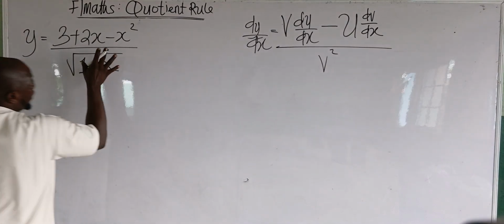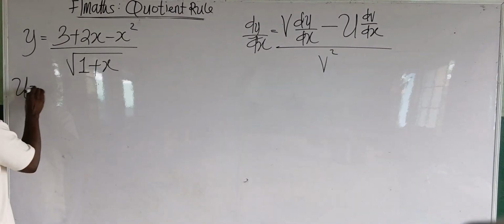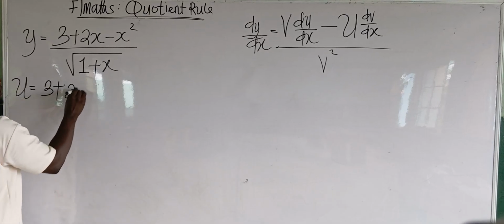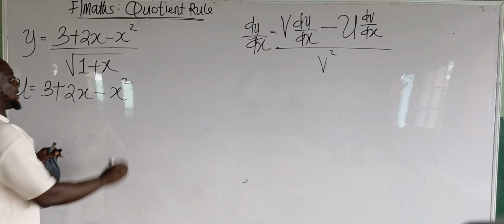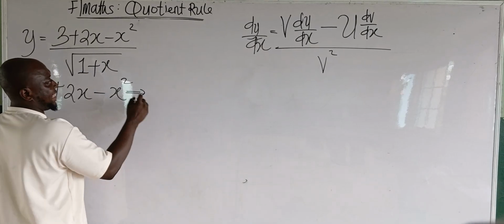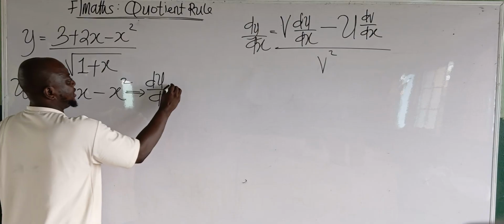Now let's solve this one quickly. For this one here, let everything on top be my u. So I have this value, 2x. From here I can get my du over dx.